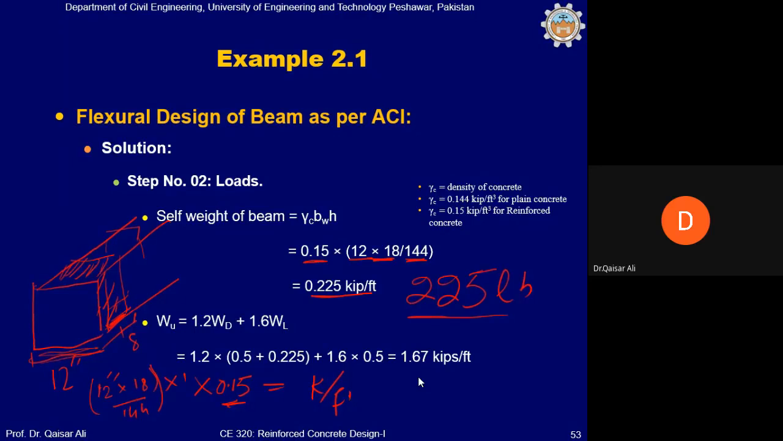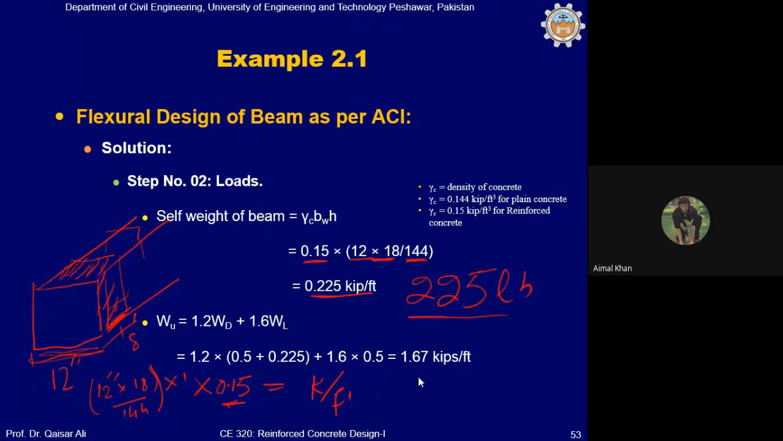So the point is that you should realize the weights. What are these weights equal to? Are they heavier or lighter? This is a heavy weight. You can see 1.67 kip per foot. The beam is to carry the weight of 11 persons, or 13 persons. Every foot of the beam is basically resisting the weight of 13 people whose average weight is 150 pounds. So this is a very huge load. I hope now you can understand this.